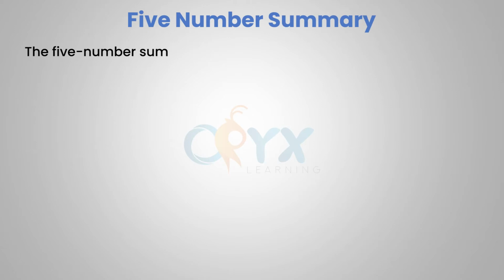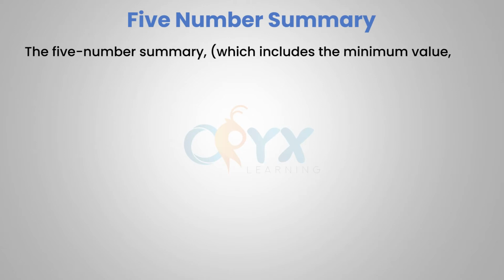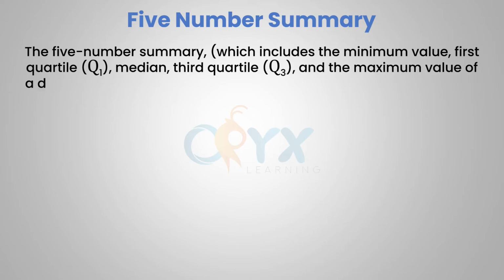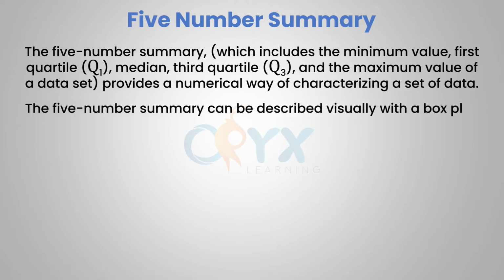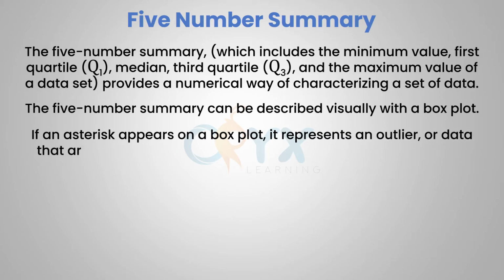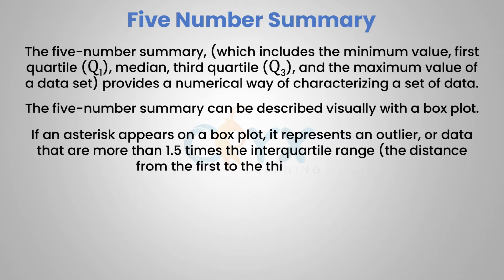The 5-number summary, which includes the minimum value, the first quartile Q1, the median, the third quartile Q3, and the maximum value of a dataset, provides a numerical way of characterizing a set of data. The 5-number summary can be described visually with a box plot. If an asterisk appears on a box plot, it represents an outlier or data that is more than 1.5 times the interquartile range, the distance from the first to the third quartiles.